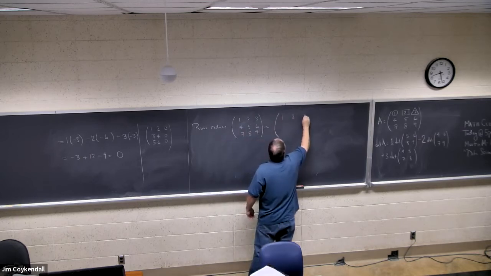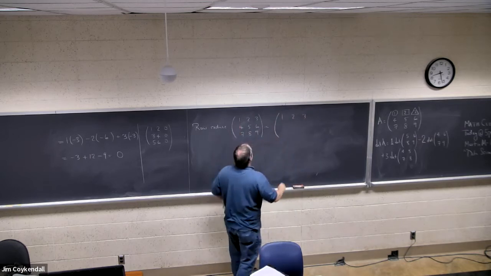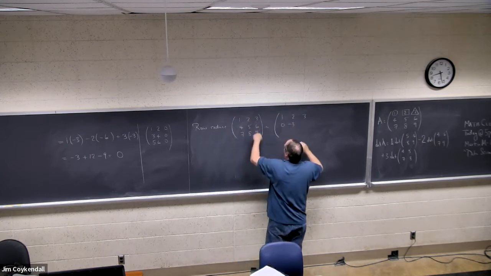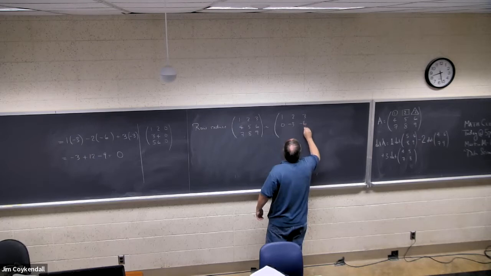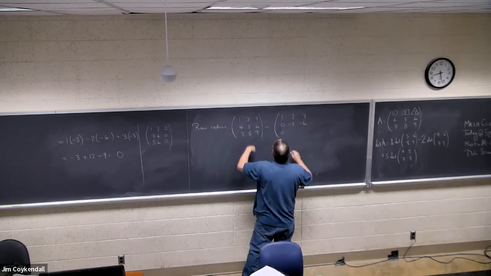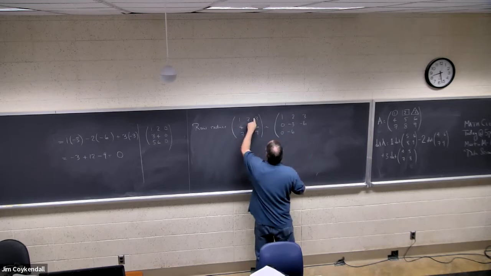One, two, three. Okay, I'll put my minus 4 and add. Times minus 7 and add.